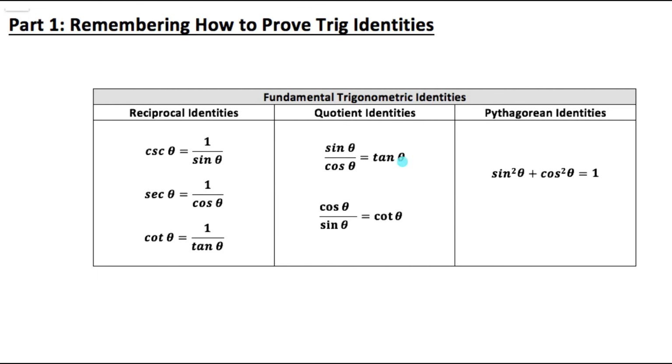And similarly, tan theta is always equal to sine theta over cos theta. And cosecant theta is always equal to 1 over sine theta. And you can read over those identities there. You should be familiar with those.